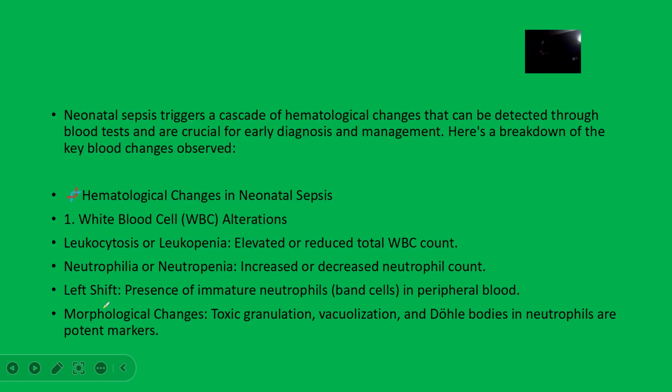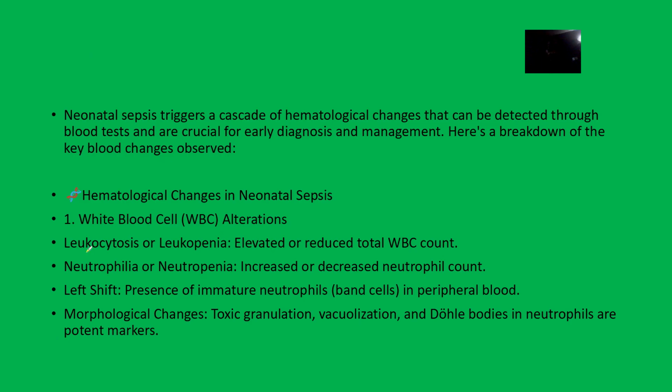So for blood changes in neonatal sepsis, you can also say hematological changes. Okay, so we said that sepsis in general, of course, triggers what? A cascade of what? Hematological changes. So your body, your blood, is trying to fight an infection that is in the bloodstream. You understand? So this can be dictated through blood tests, all right, and it's very crucial. Making blood tests for a patient that has sepsis is very important for you to be able to even know whether the disease is there or not.